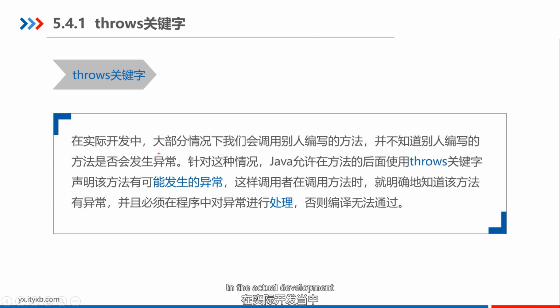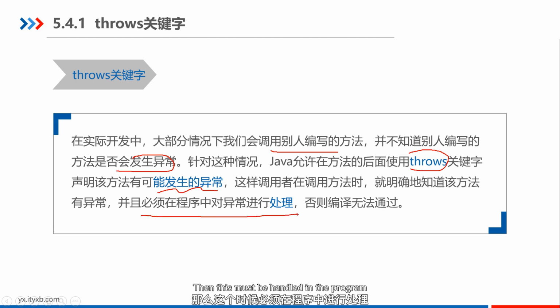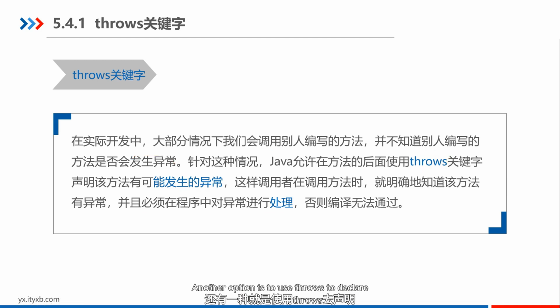In actual development, most of the time we call methods written by others. But we don't know if there are any exceptions in other people's methods. In this case, we use the throws keyword after the method to declare the possible exceptions of the method, so that when the caller calls the method, we'll know that it has an exception. Then this must be handled in the program, and we handle it in two ways. One is try catch, or try catch finally. Another option is to use throws to declare.